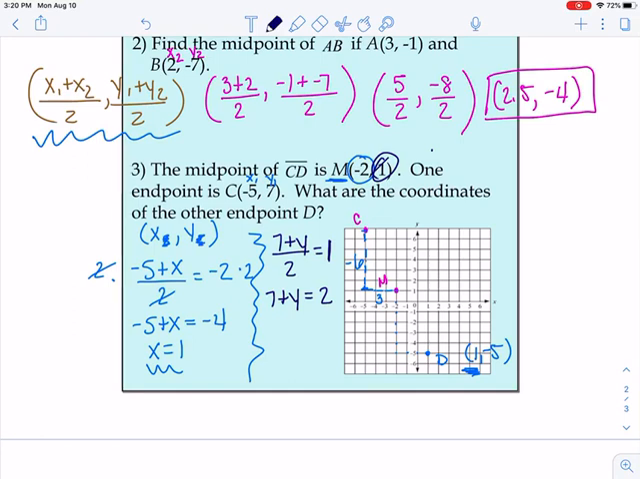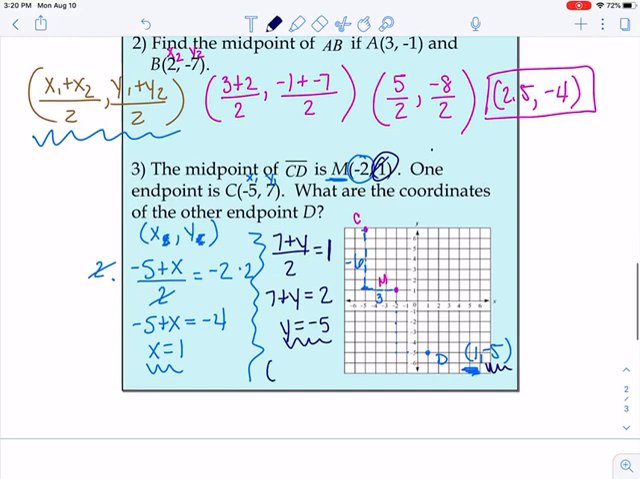To get rid of that positive 7, we'll subtract 7 from both sides, and 2 minus 7 will give you an answer of negative 5. And again, when I look over here, that's what I had gotten when I used the graph grid. So 1, negative 5 is my solution there.